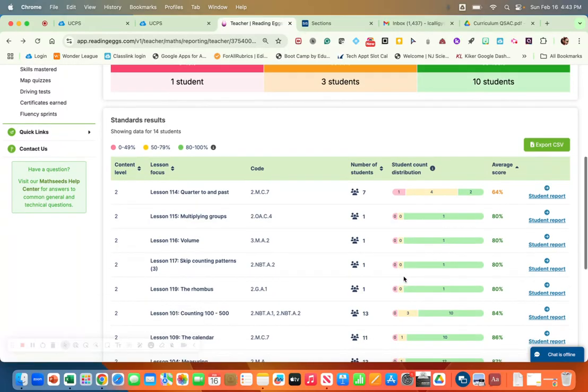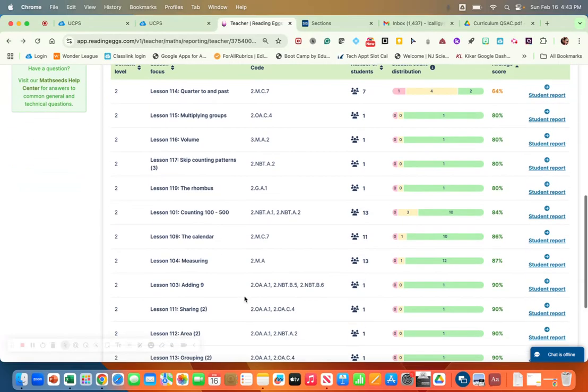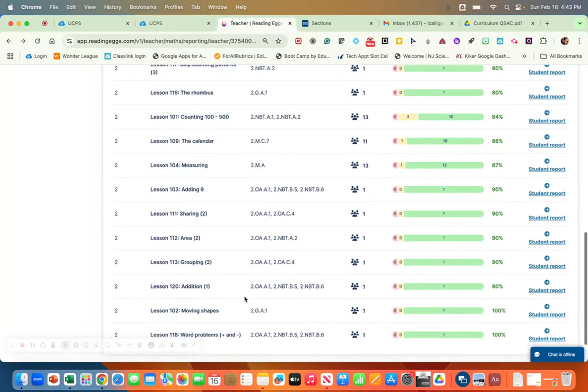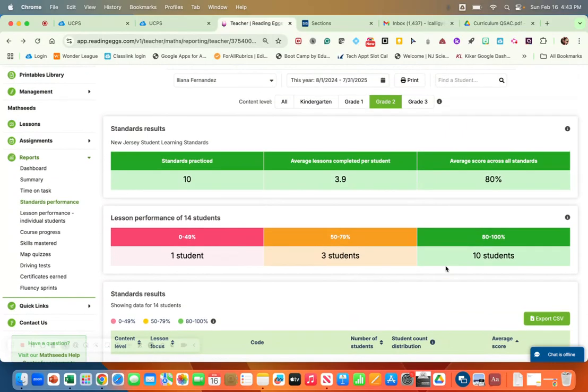So this is a way for you to see how your students are doing within the standards that you are teaching in the class. And you can also look here to see if any students have worked on standards that you haven't covered yet. So that might give you a little bird's eye view of how your students may do with that particular standard or lesson that you're teaching or will teach in the future.